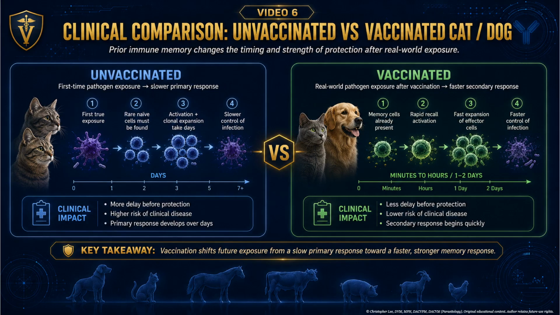The vaccine does not need to change the basic immune tools. The animal still uses antigen presentation, T cell activation, antibody production, and effector responses. Vaccination changes the starting point. Instead of starting from naive cells, the immune system starts from memory.